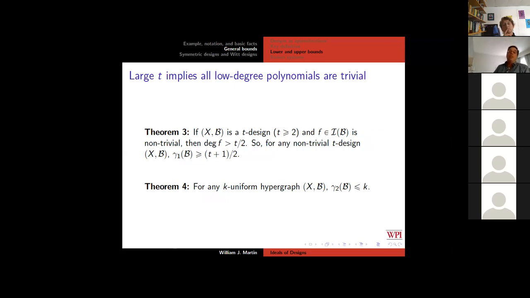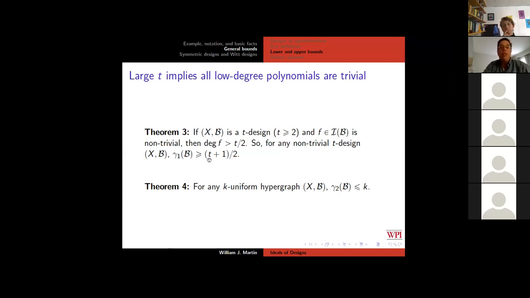If the design has large strength, if we have large t, then all the polynomials of low degree are trivial. Suppose I have a T design. If I have a non-trivial polynomial that vanishes at every block, its degree has to be larger than T over 2. So if I had a 10 design, then I would know that there are no non-trivial polynomials in the ideal of degree less than 6.